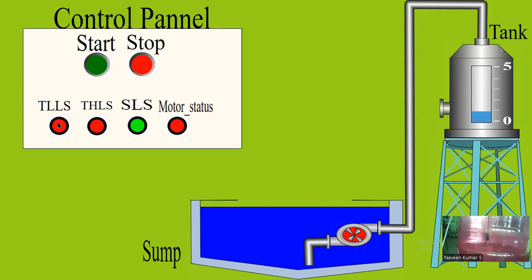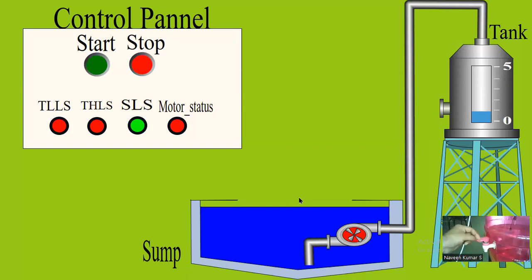There is no water in the tank. The motor is not turning on because I pressed the stop button. I just stopped the entire automation process. Until I press the start button again, this is not going to start my automation process.